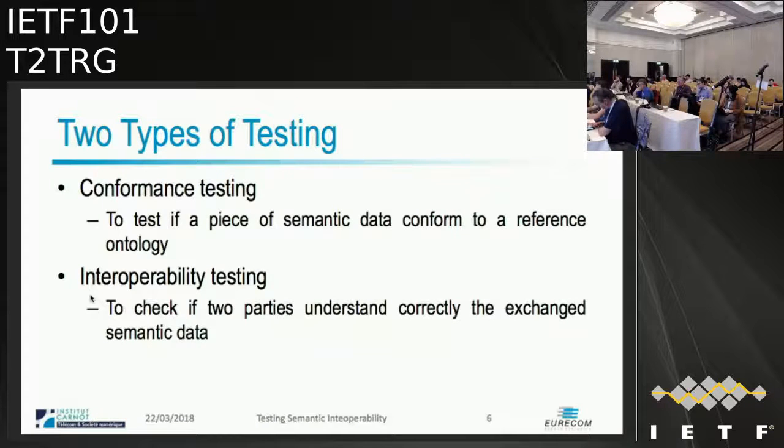Next. In SemTest, we propose two types of testing. The first one is semantic conformance testing. Here, we want to test if a piece of semantic data conforms to a reference ontology, any reference ontology, but it has to be a reference ontology. The second type is interoperability testing. It checks if two parties, or two systems under test, correctly understand the exchanged semantic data.